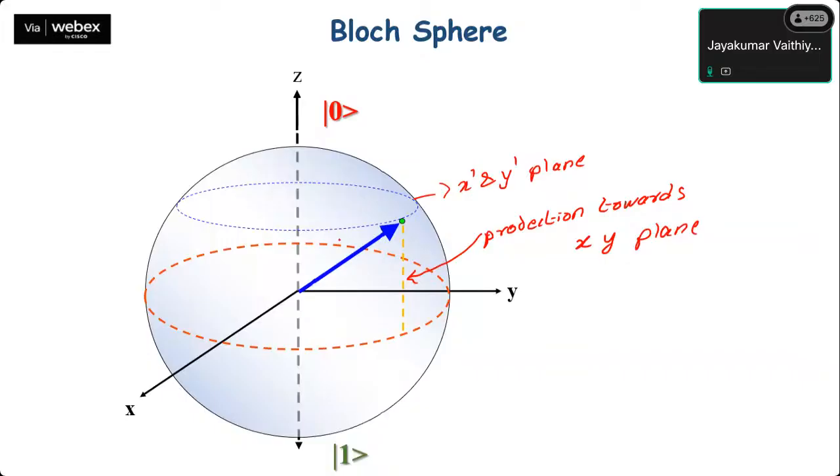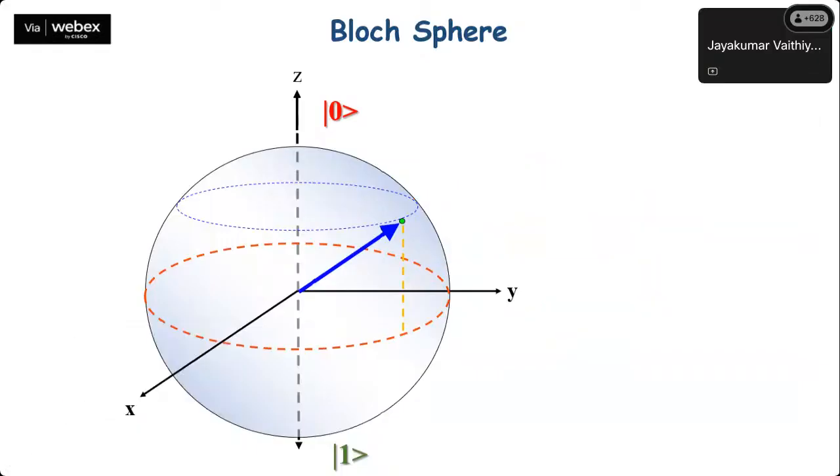So what about this plane? This xy plane is called the equator, because it exactly divides your sphere into two halves. So I'll clear this slide.